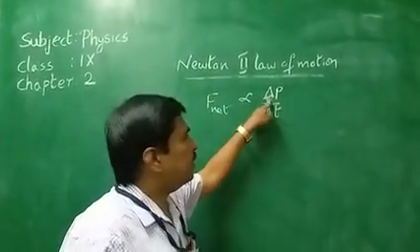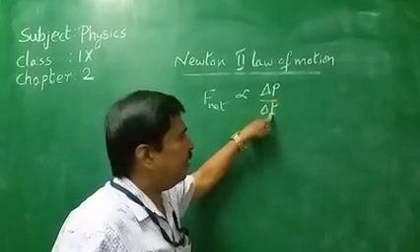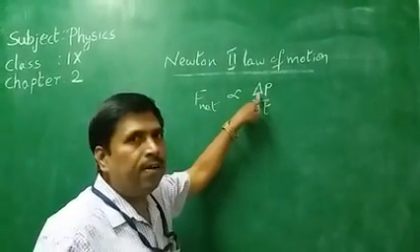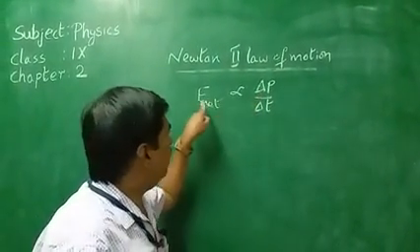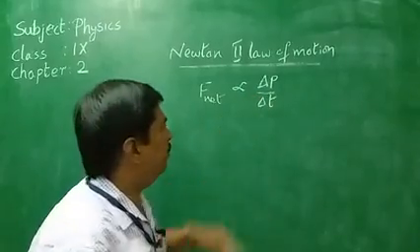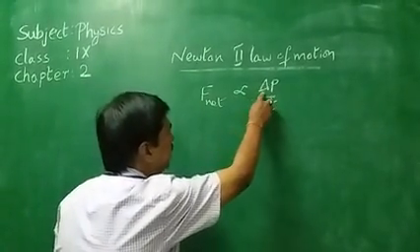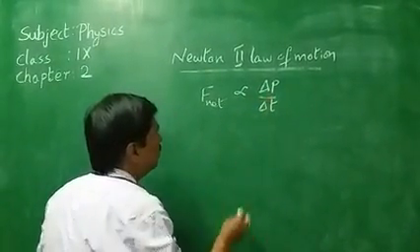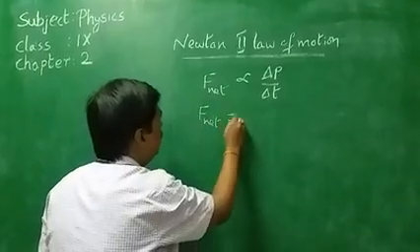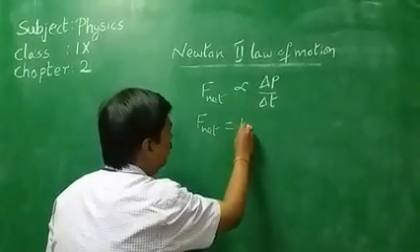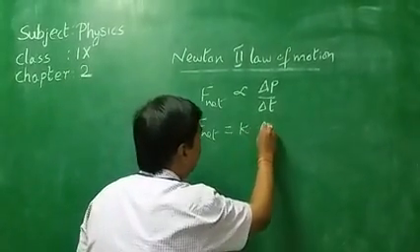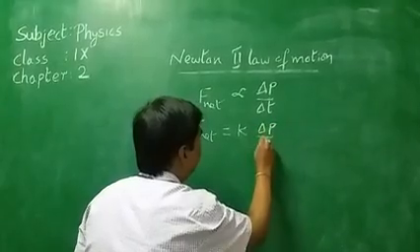This delta P is called change in momentum within the time interval. So change in momentum with time is said to be rate of change in momentum. So net force is directly proportional to rate of change in momentum. Delta represents change here. So we are able to write F net is equal to, if you remove the proportion, you get a proportionality constant K into delta P divided by delta T.